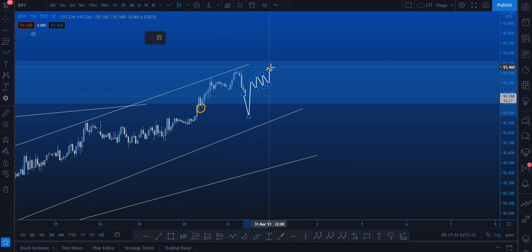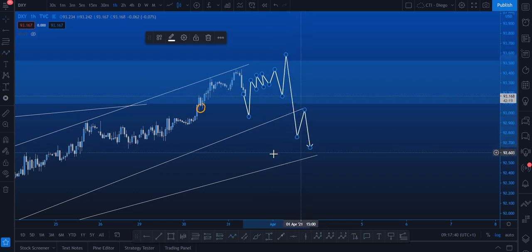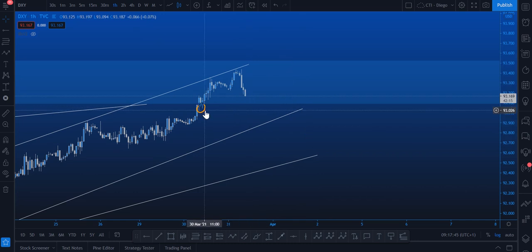So this is NFP, make some equal highs, a small drop. You can see 1 tap, 2 tap, and then 1 last stop hunt, and then a decline. So we need to be prepared, but we just need some commitment and a clear setup.